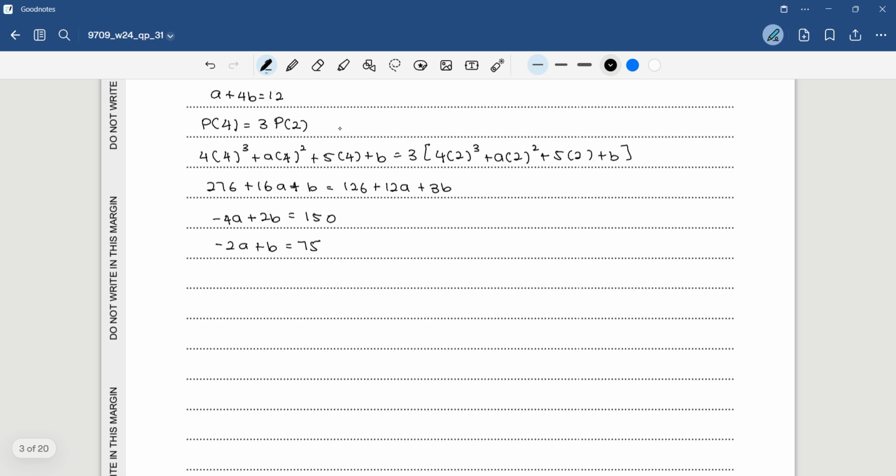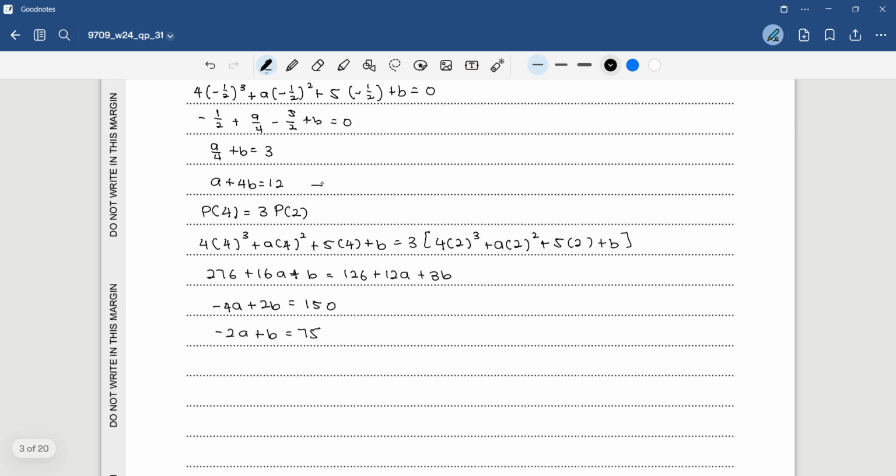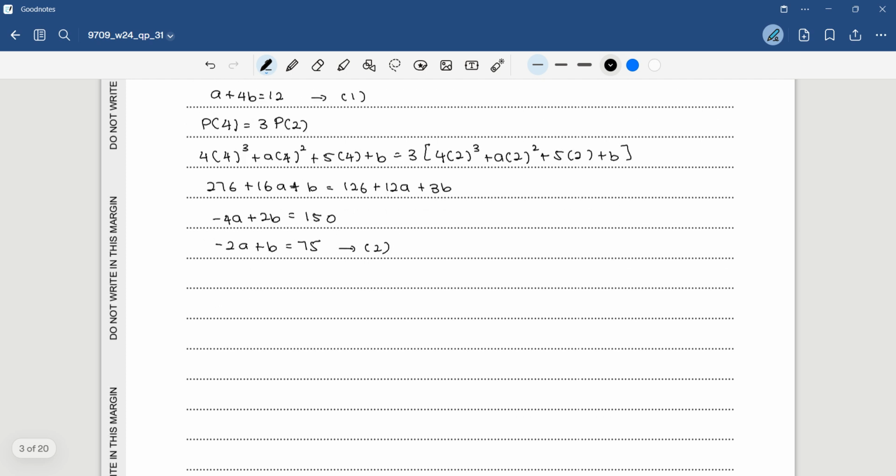So here you have equation number 1 and equation number 2. You have two variables with two equations. You can use simultaneous equations to solve these two equations, and you will get a equivalent to negative 32 and b equivalent to 11. I just use my calculator to solve the simultaneous equation. So maybe you can show the full working to how to solve this equation.